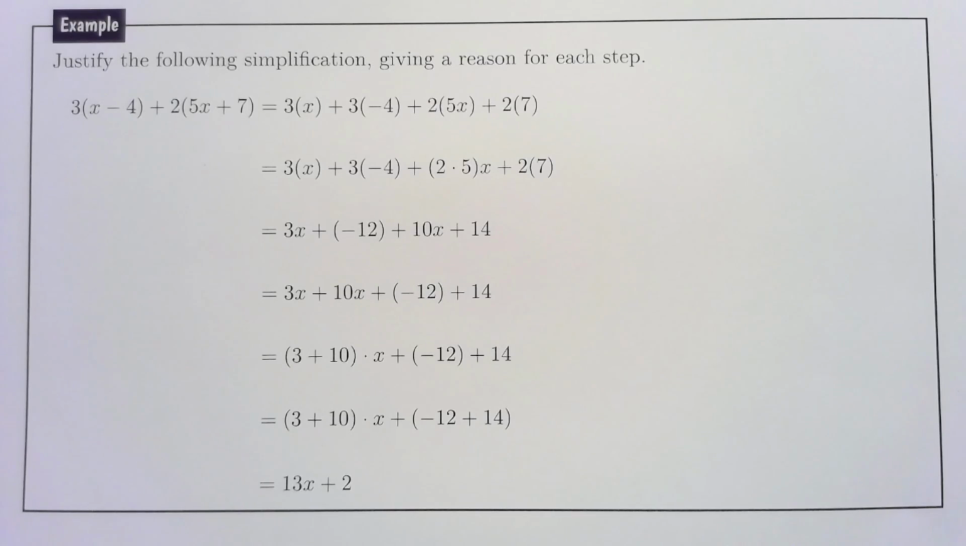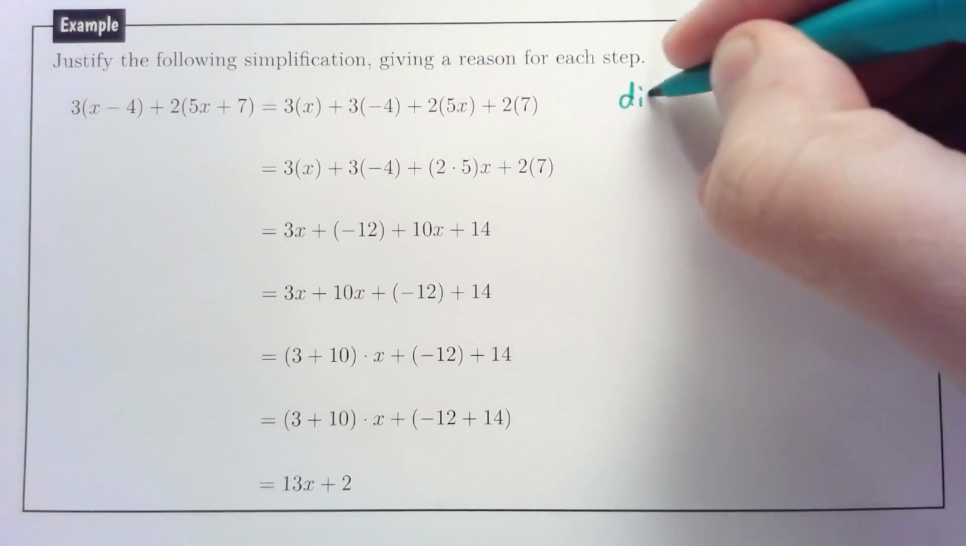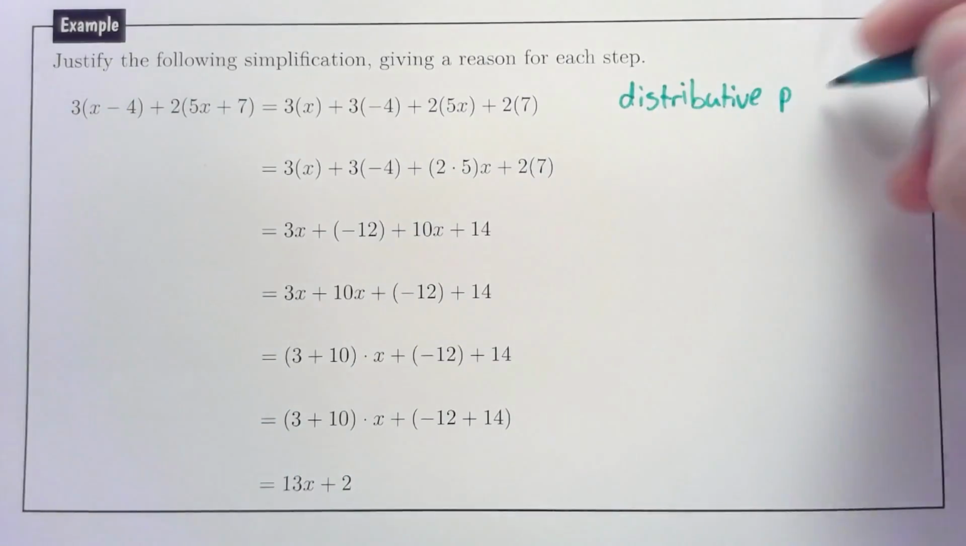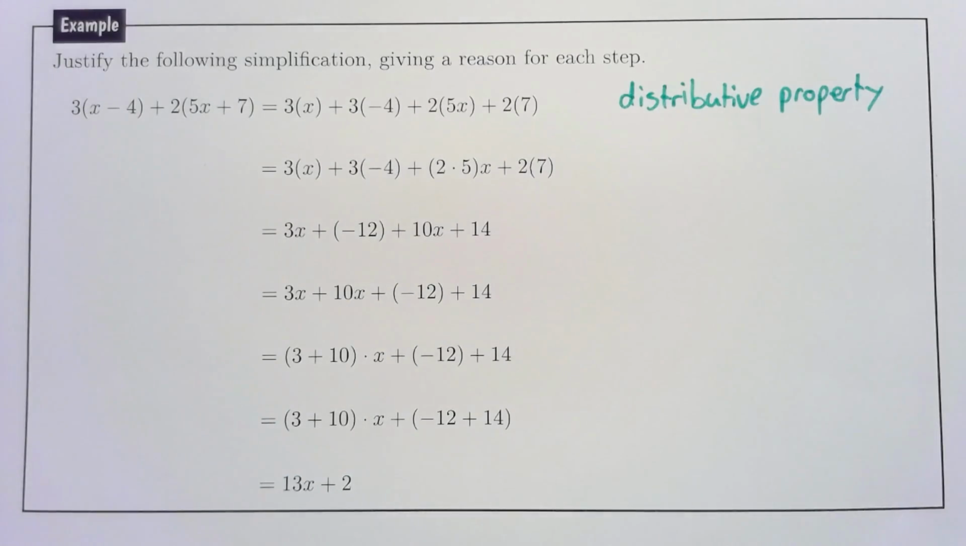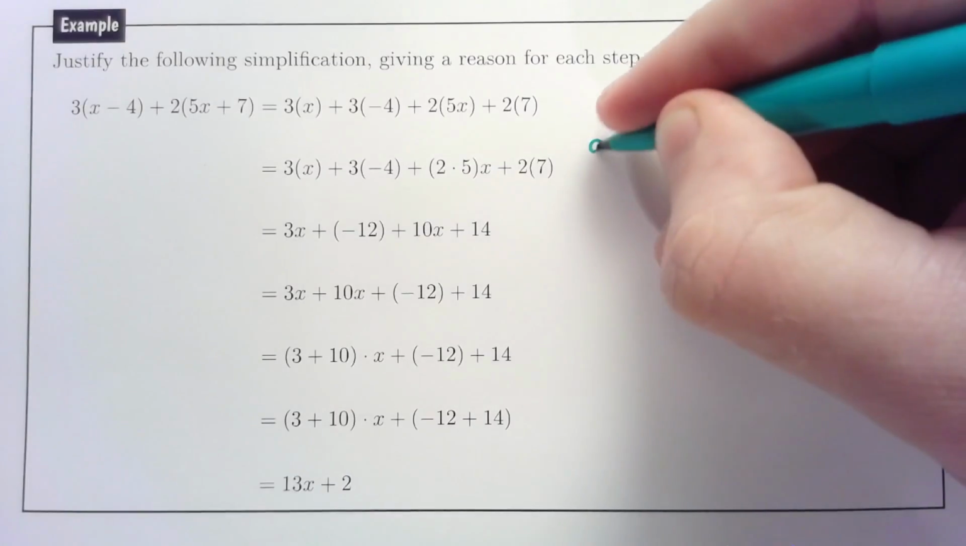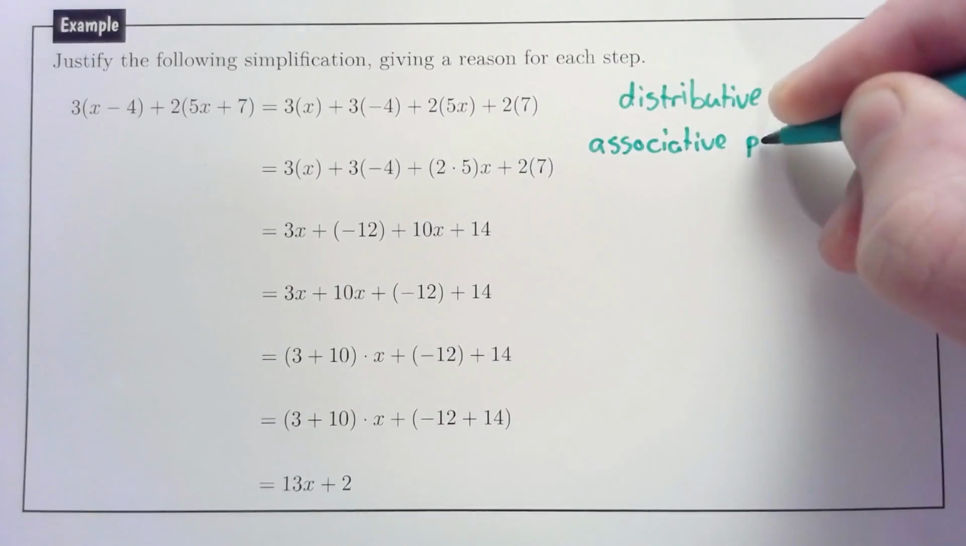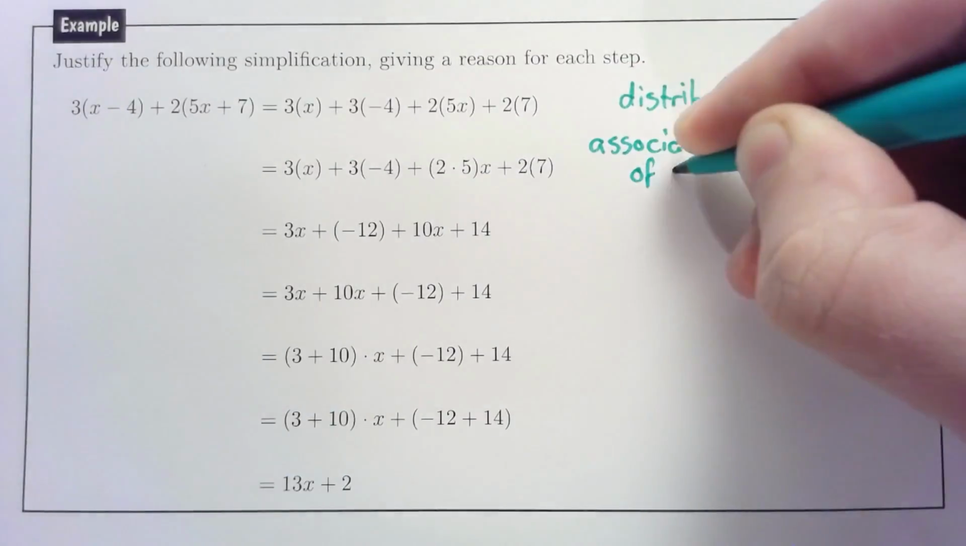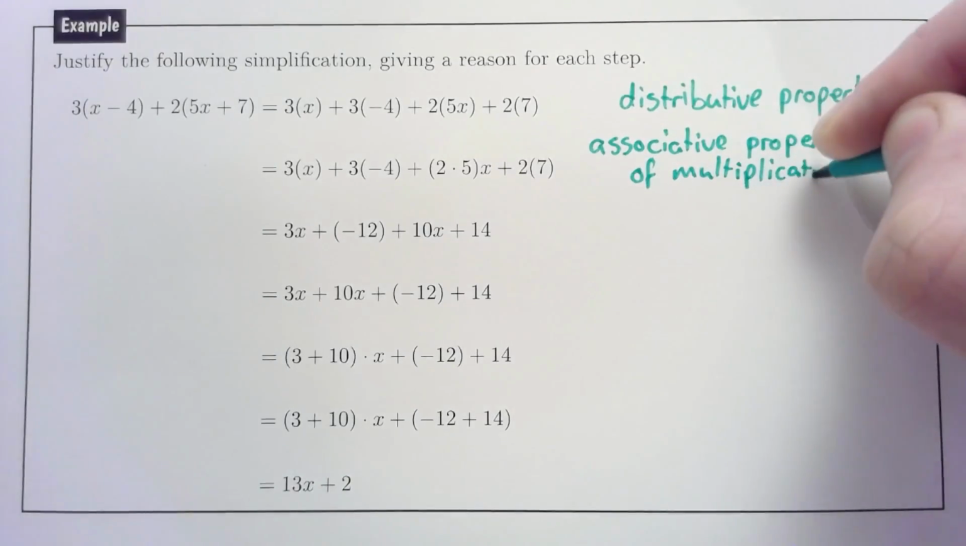So in the first step, you can see that for each set of parentheses, the number being multiplied in front is being rewritten so it's multiplying each term inside the parentheses. So what we're using here is the distributive property, because we've distributed both sets of parentheses. Next, we're going to rewrite the term 2 times the quantity 5x as the quantity 2 times 5 times x. This is changing which multiplication we're doing first. So this is an example of the associative property of multiplication.